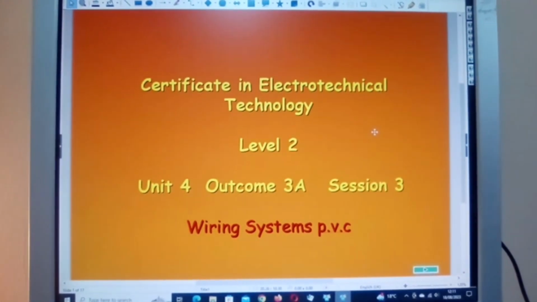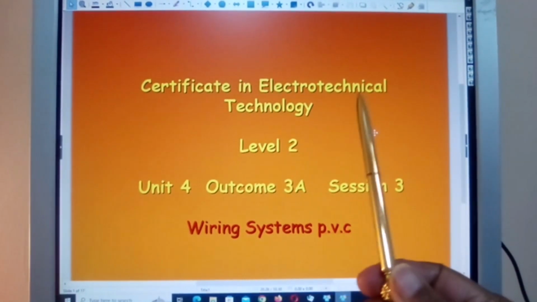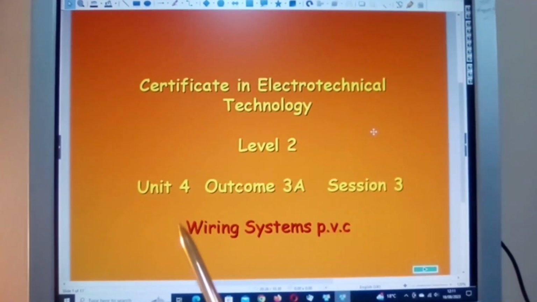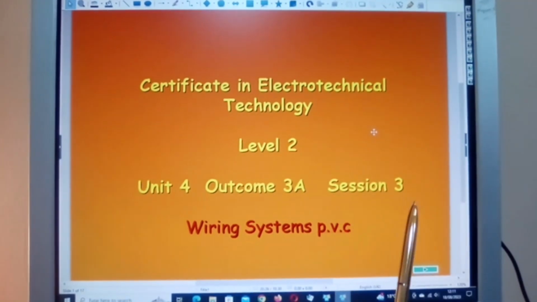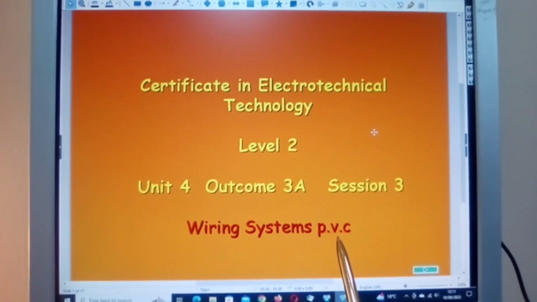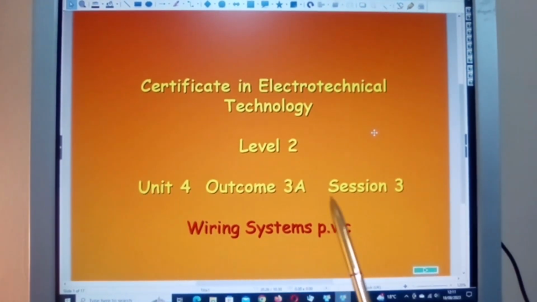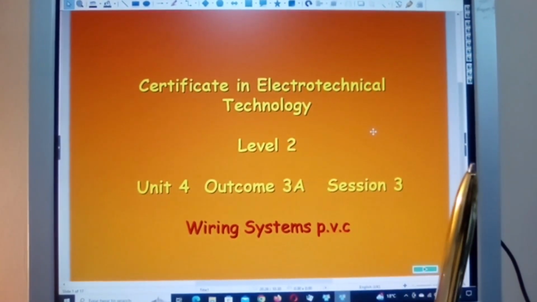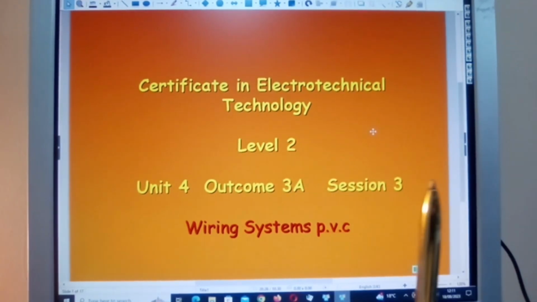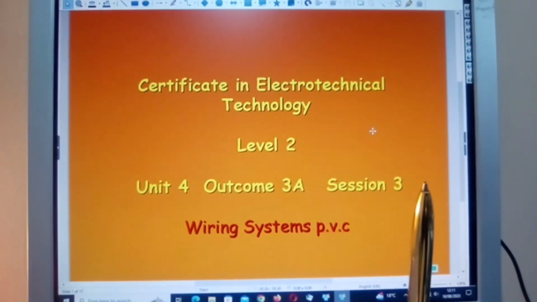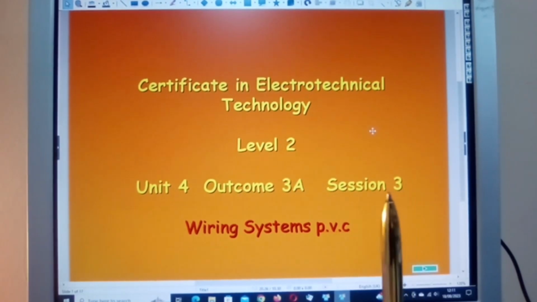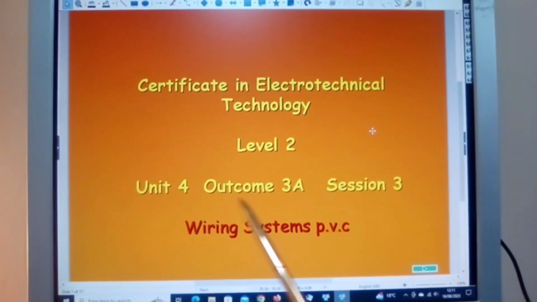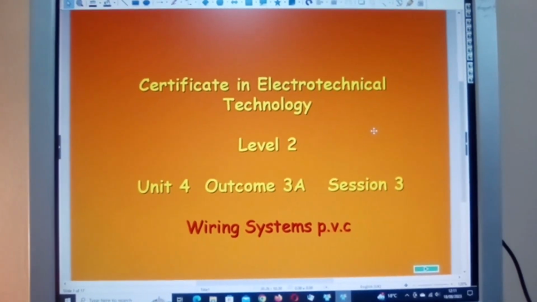What I want to do is continue with Certificate in Electrotechnical Technology, Level 2, Unit 4, Outcome 3A, Session 3. Now, wiring systems, PVC. Bear in mind that these units here are past units, okay? The technology remains the same, allowing for improvements with updates and so forth, but the knowledge base still is required, okay? These here may have changed, but the system will remain constant.